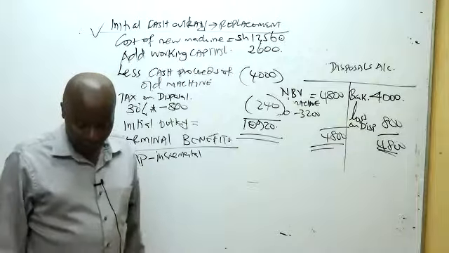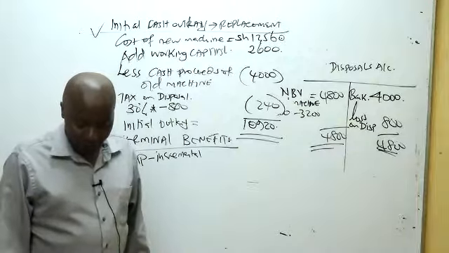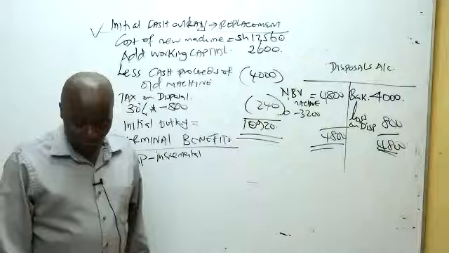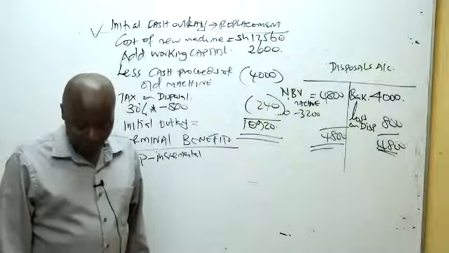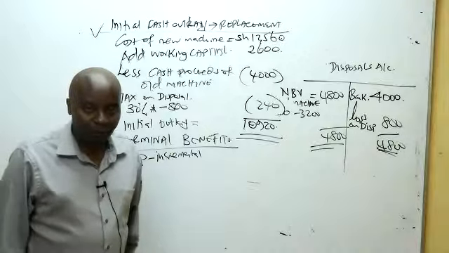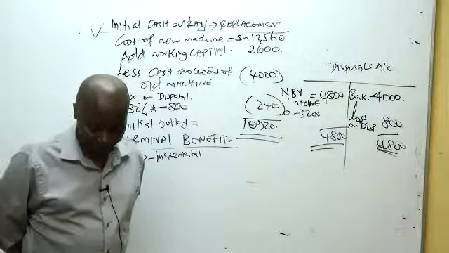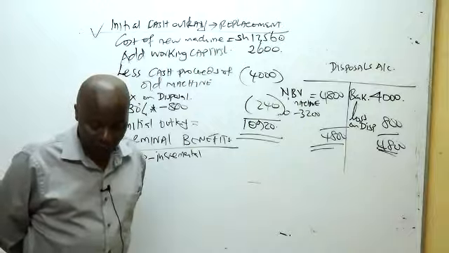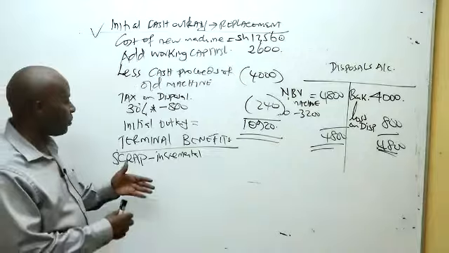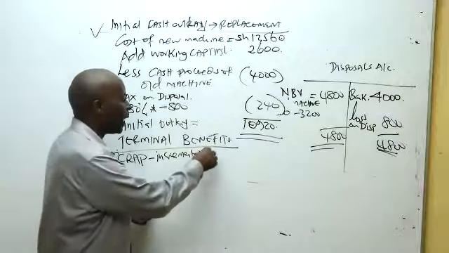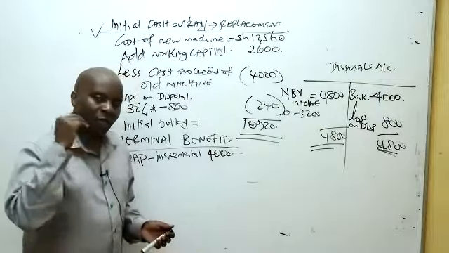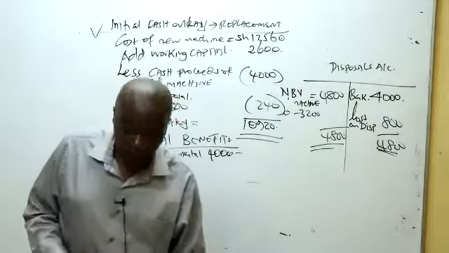Remember they told us there, ladies and gentlemen, that the new machine is expected to cost how much? 12.56 million with a salvage value of 4 million at the end of its useful life of 5 years. So the salvage value of the new machine is 4,000 minus the salvage value of the old machine.